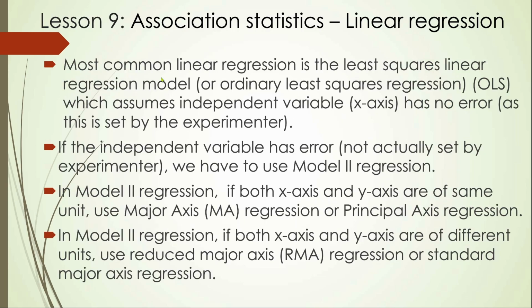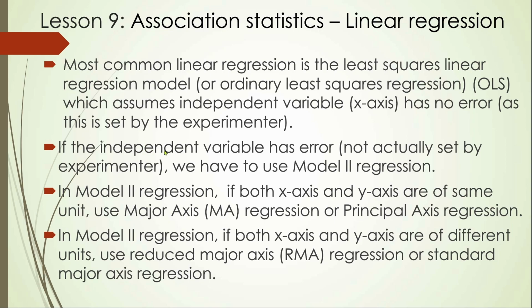The most common linear regression is the least squares linear regression model, or ordinary least squares regression, which assumes the independent variable on the x-axis has no error since this is set by the experimenter. So a good example would be a temperature set for a bacterial growth experiment.